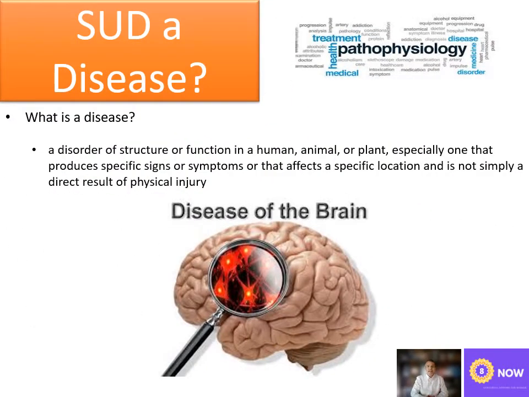So what exactly is a disease? It's a disorder of structure or function in a human, animal, or plant, especially one that produces specific signs or symptoms. With musculoskeletal injuries, that's kind of easy to tell. If you break an arm or a leg, we know exactly what happens, we know exactly where it is, we know exactly how to treat it. So it affects a specific location, and it's not simply a direct result of a physical injury like a broken bone. With a substance use disorder, that organ or system that's being affected is the brain.